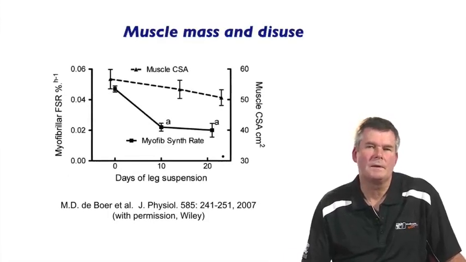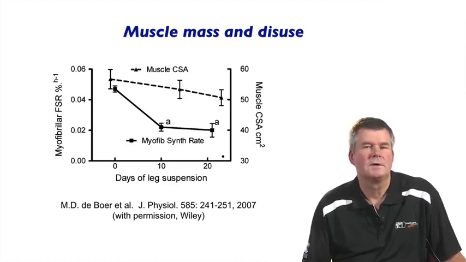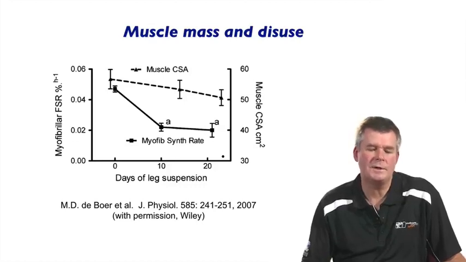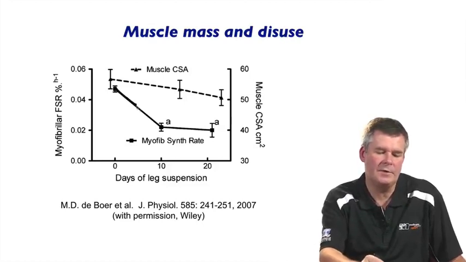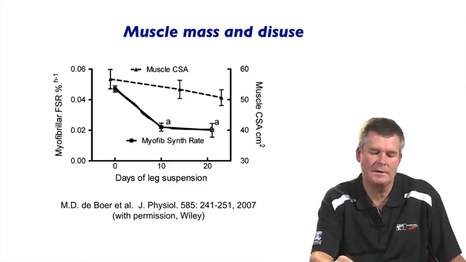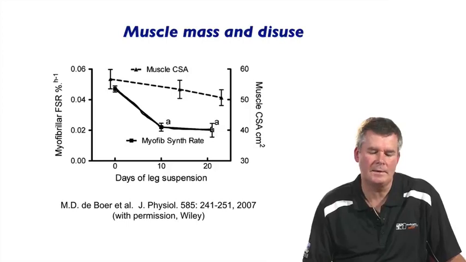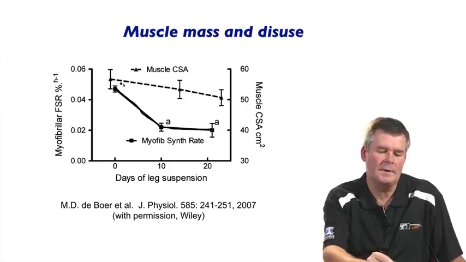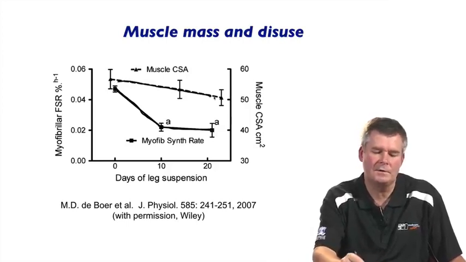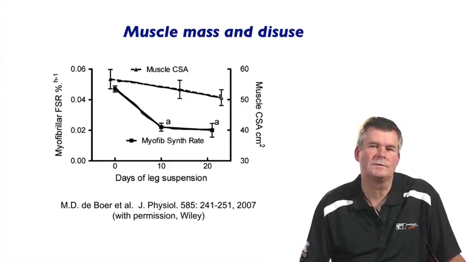Conversely, if a muscle is subject to disuse because of injury, sickness, subjects are confined to bed, they have a cast, a range of reasons that might mean they're unable to fully activate their muscles on a regular basis, you can see that the myofibrillar protein synthesis rate decreases quite quickly. And in time, this results in a reduction in the muscle cross-sectional surface area.